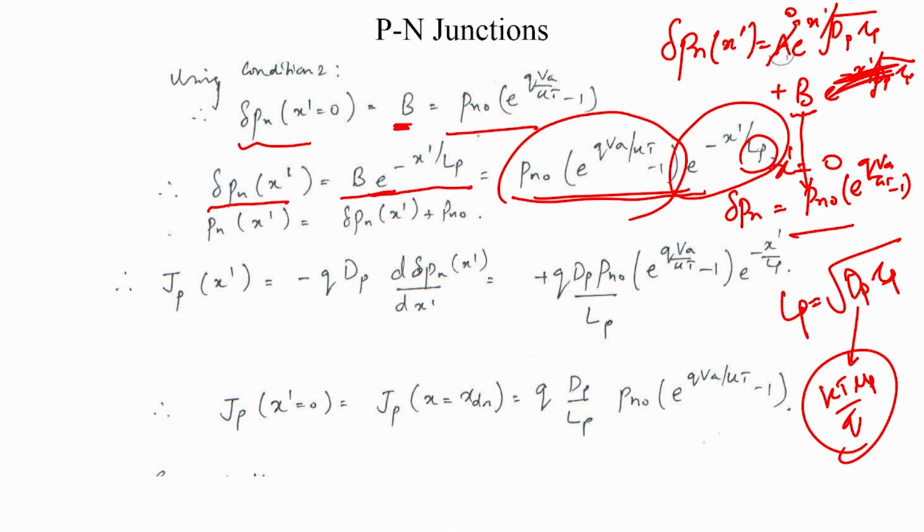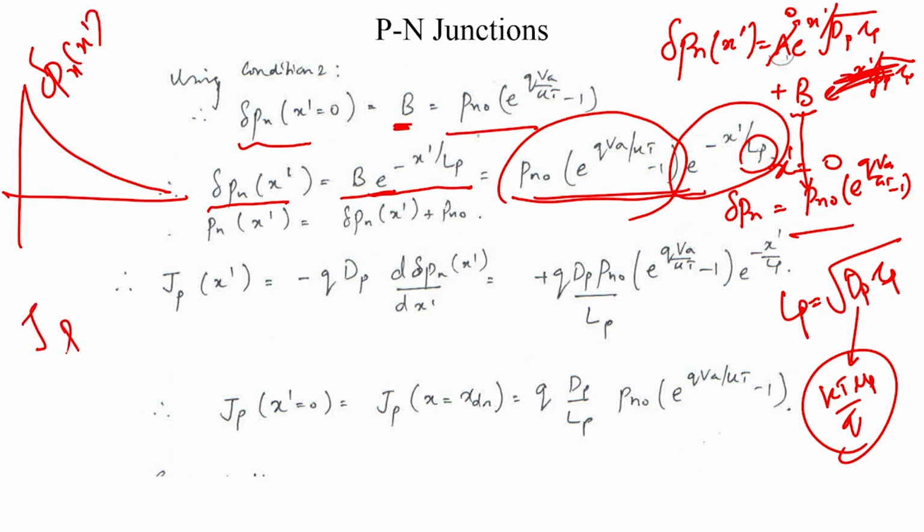Alright, so now we have the concentration variation. So, that is what we have been looking for. We have delta Pn as a function of x dash, and therefore, since we know the concentration variation, we can now easily find the diffusion current, and the diffusion current is simply q Dp into this derivative, and that has a negative sign because we are talking about holes, and that answer turns out to be this. So, this is the diffusion current.